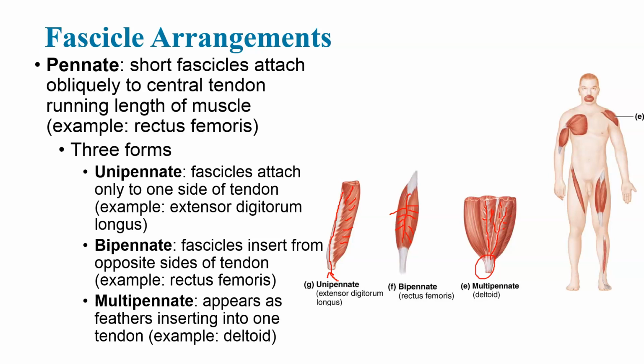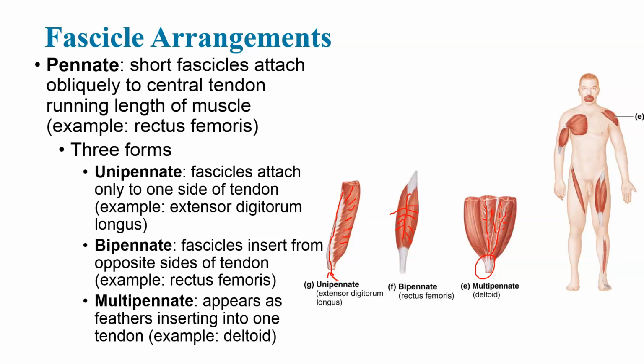Guess what bipinnate means? Right. Bipinnate means that we're going to have that tendon, but the fascicles will attach to both sides of the tendon. So the rectus femoris is an example of this.